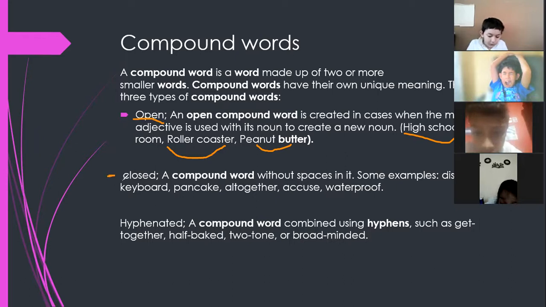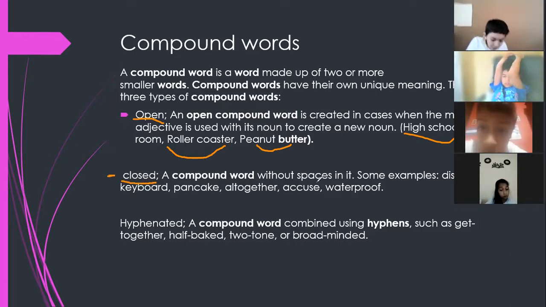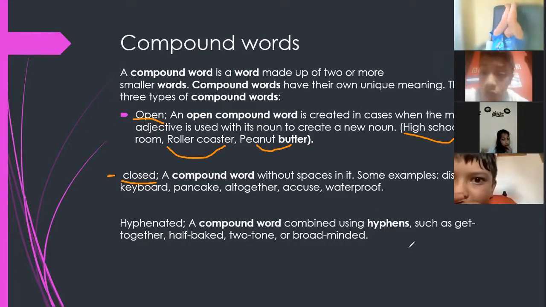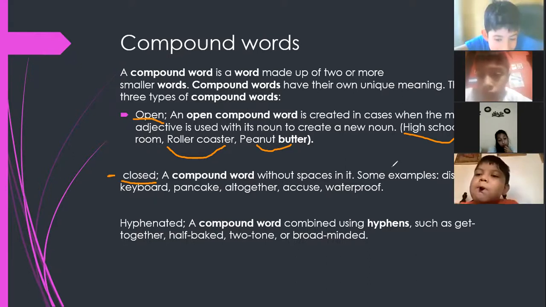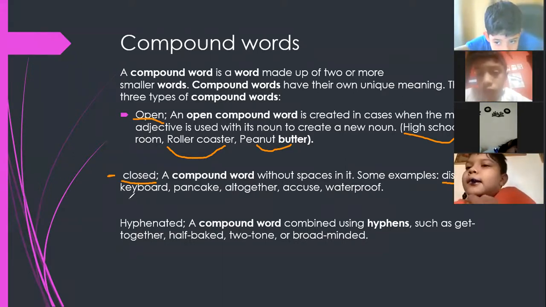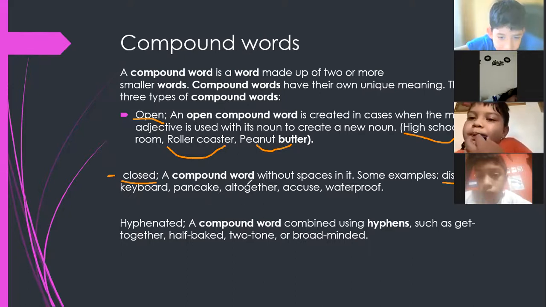Second type, closed. A compound word without spaces in it. That's a closed compound word. This is the usual, the normal compound word we know. Example, dishcloth. No space. Keyboard, pancake, all together. Waterproof.